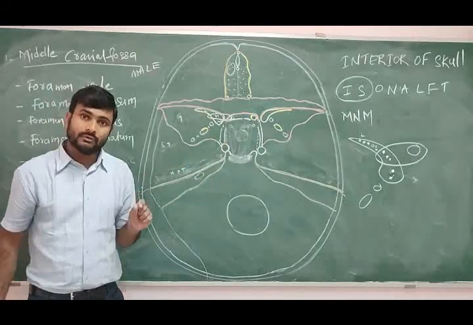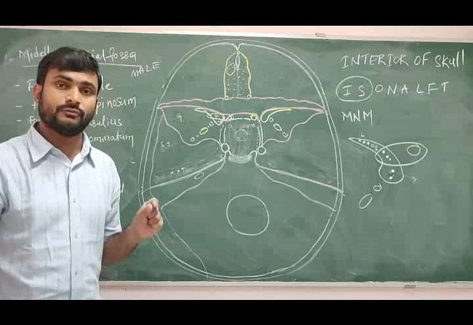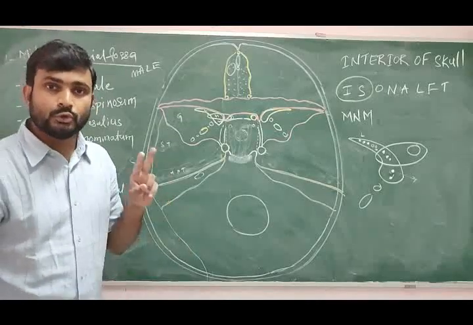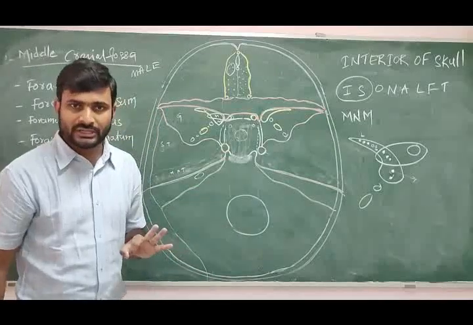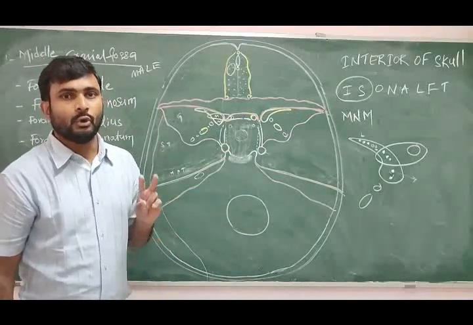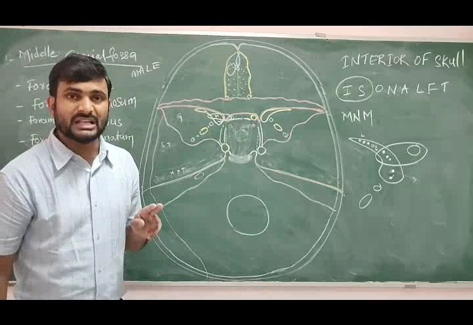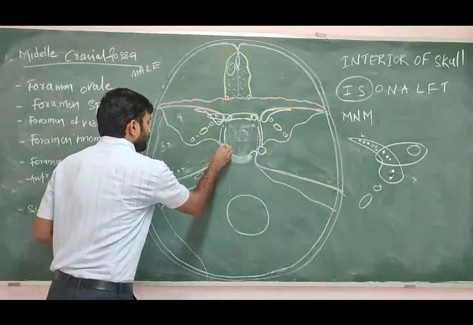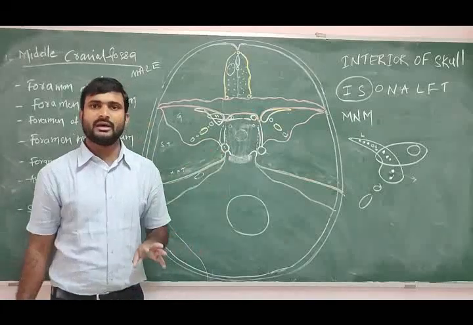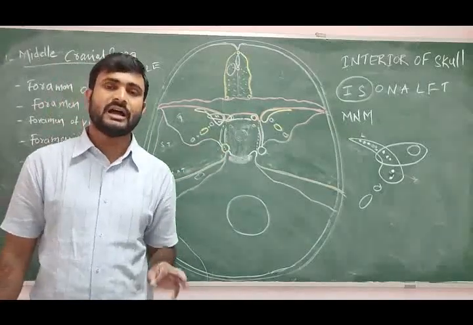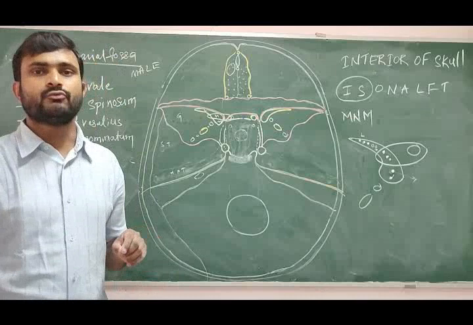There is one foramen present. That foramen is called the foramen lacerum. Two canals are opening in this foramen lacerum: one is the carotid canal and the other is the pterygoid canal. Only two structures are passing through this foramen. Those structures are the ascending pharyngeal artery and the emissary vein.